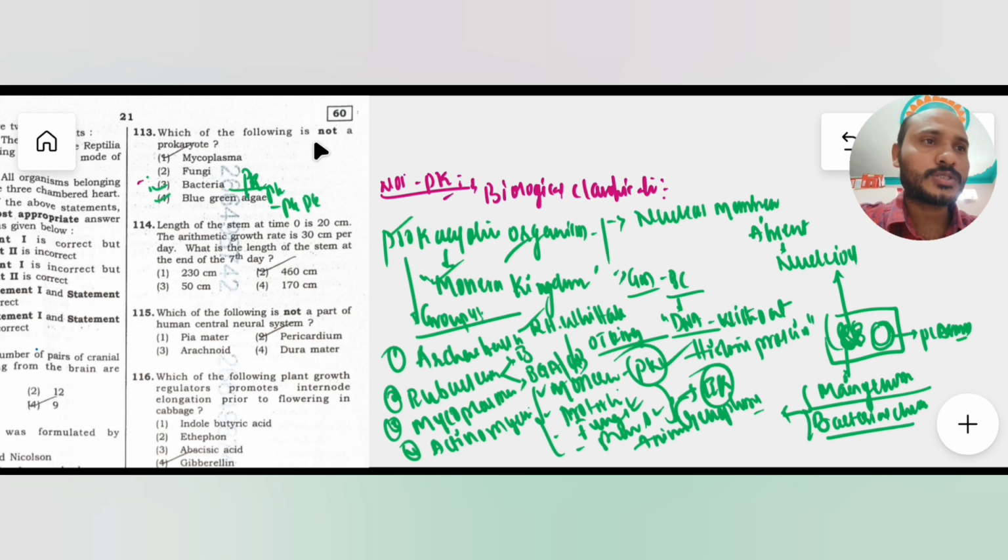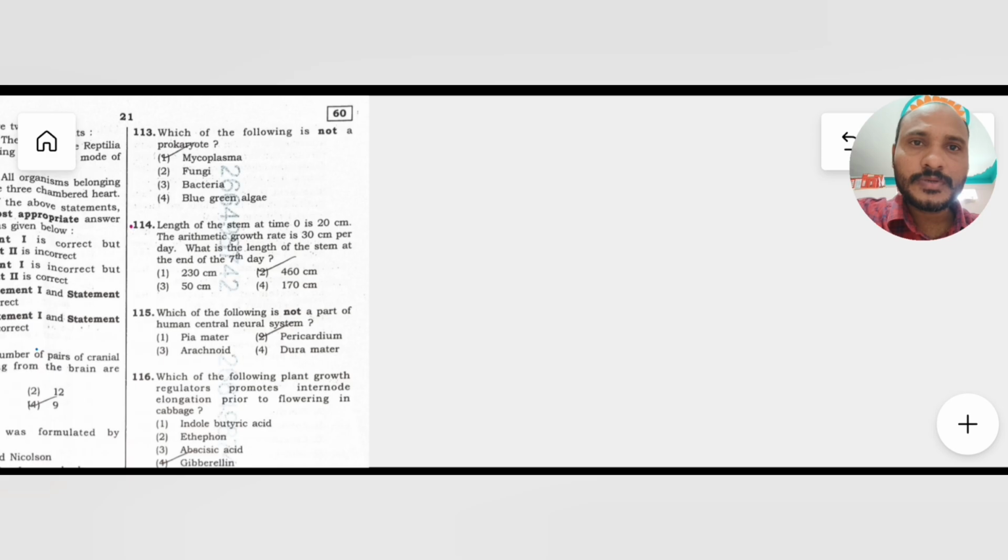But the question asks for the one that is not a prokaryote, so that is fungi. Fungi is a special and individual kingdom as per R.H. Whittaker. So the right answer for question 113 is the second option. Why? Because fungi is considered an independent kingdom. Okay, fine. So next one, question 114.